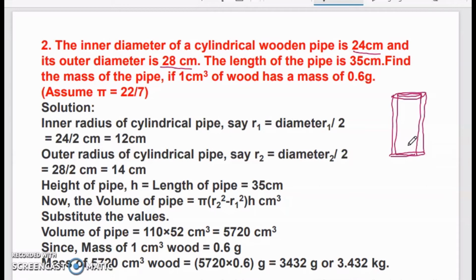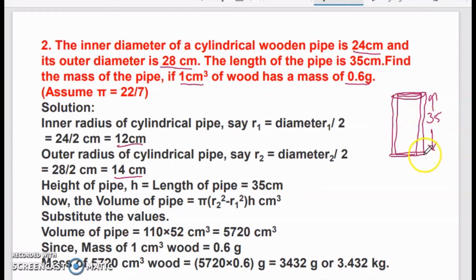Now these are the diameters. So inner and outer radius you need to find out. Inner radius will be 12, outer radius will be 14. Length of the pipe, that is given as 35. So this is the height, 35 centimeters. Find the mass of the pipe if 1 centimeter cube of wood has a mass of 0.6 gram. So 1 centimeter cube has got mass 0.6 gram. Once you find the volume, then you can multiply with this 0.6 and you can find the total mass of this wood. So for that you need to find its volume.